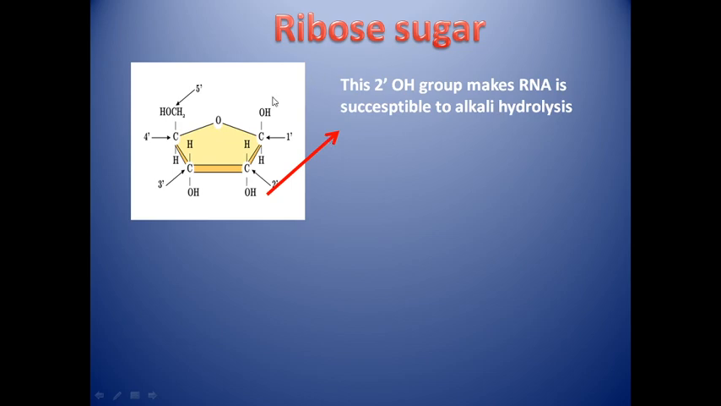See, when this bonding occurs, this OH forms a bond with the nitrogenous base. So oxygen is not available here. Then this 3' OH group forms a bond with another nucleotide, forming a 3' 5' phosphodiester bond. So this is again not there, but this 2' OH remains available, and as a result RNA is susceptible to alkali hydrolysis. It is reactive because of this oxygen over here.